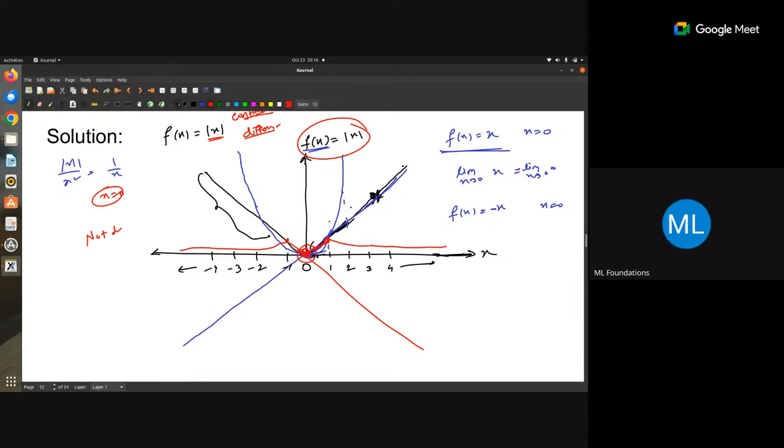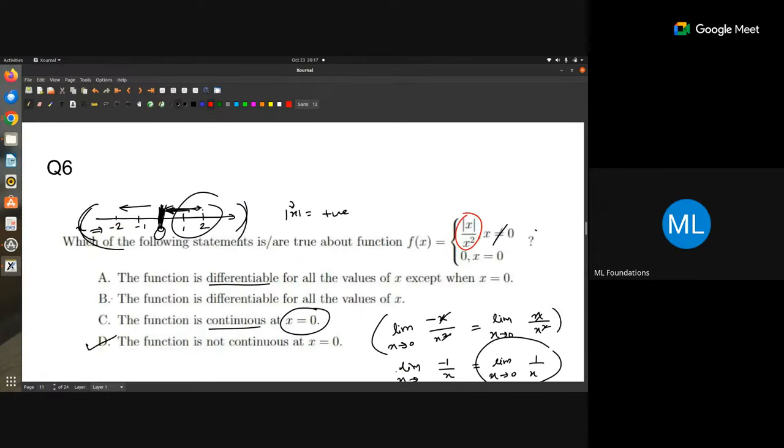Is it not defined? Yeah, not defined. So if it is not defined, it's not continuous. But is it differentiable? No. So definitely, when the function is not continuous, it is not differentiable. So if this is true, then option B should be the correct option. What is it? The function is differentiable.